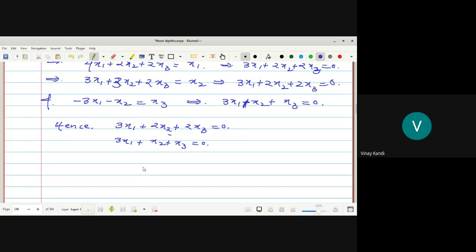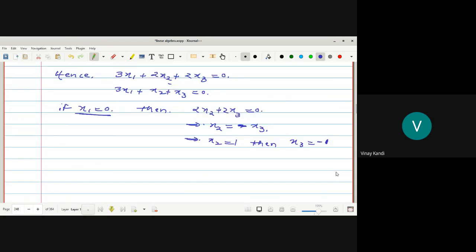Suppose x1 is equal to 0, what do we get? If x1 is equal to 0, then 2x2 plus 2x3 is equal to 0. So this implies x2 is equal to minus x3. Hence, if x2 is equal to 1, then x3 is equal to minus 1. Is it correct? Yes, sir. Okay.